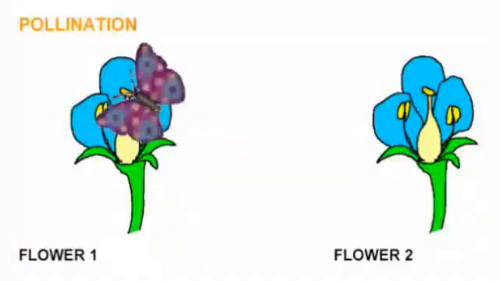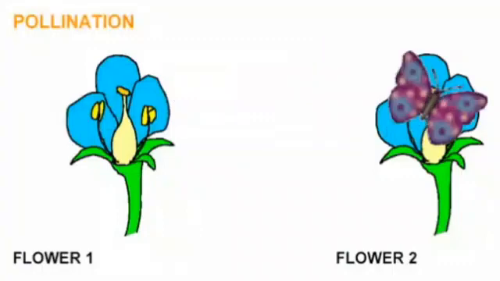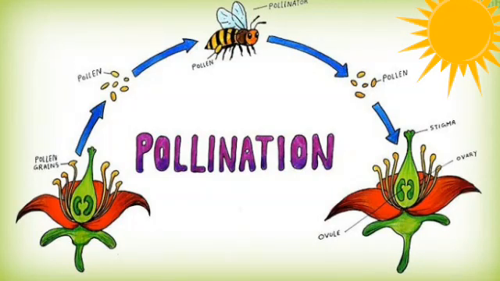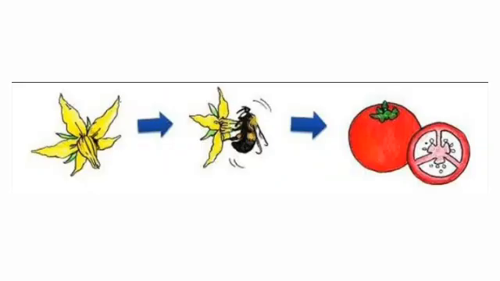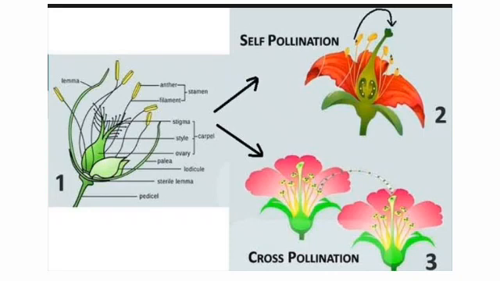Pollination. The transfer of pollen grains from the anther to the stigma of a flower is called pollination. Pollination is the first important event in the development of fruit and seed. Pollination is followed by fertilization. Two types of pollination take place in the flowering plants. There are self-pollination and cross-pollination.